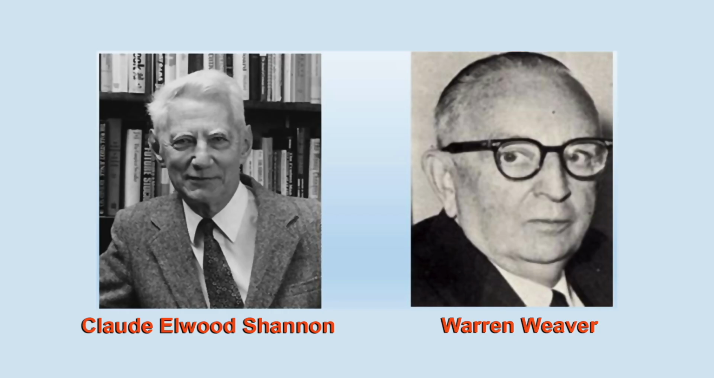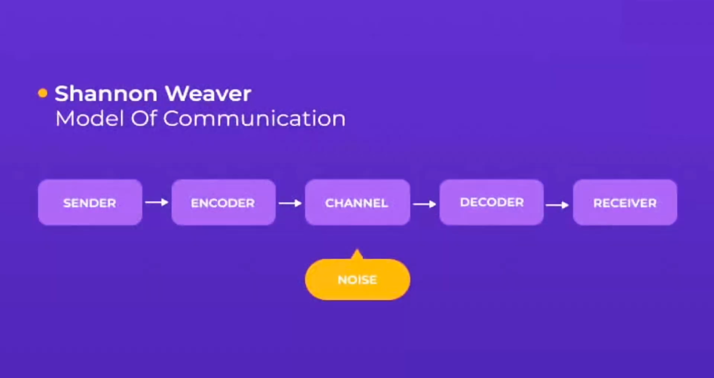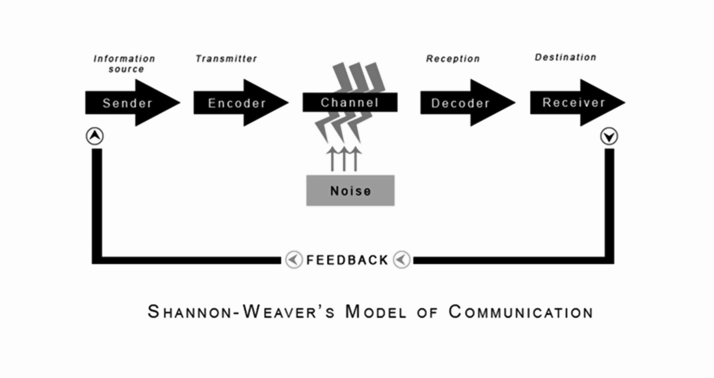Introduction: Shannon and Warren Weaver developed a mathematical model of communication known as Shannon and Weaver's model of communication in 1949. This model is also commonly referred to as the mathematical or engineering model of communication. The model consists of several key components, each representing a stage or element in the communication process.